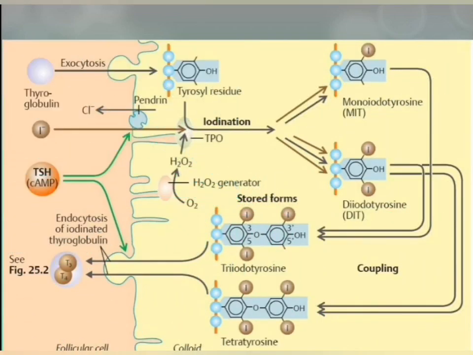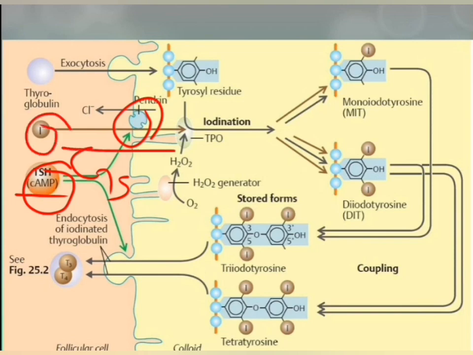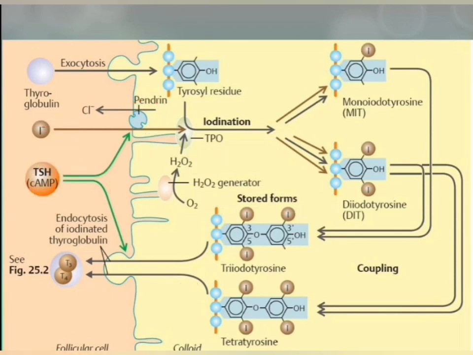In the diagram you can see thyroid-stimulating hormone. It is coupled with the G protein Gs, which causes increased production of cyclic AMP, and through this mechanism it activates pendrin, which causes increased iodide movement from the follicular cell into the lumen. It causes increased endocytosis of the iodinated thyroglobulin from the lumen into the follicular cell, and it also causes increased activity of thyroid peroxidase, as we have discussed.